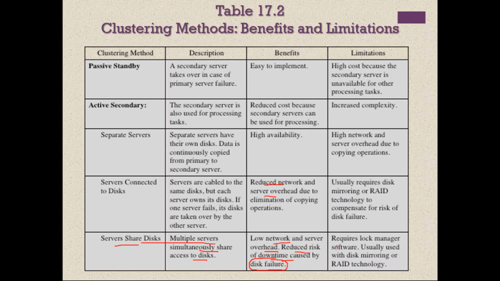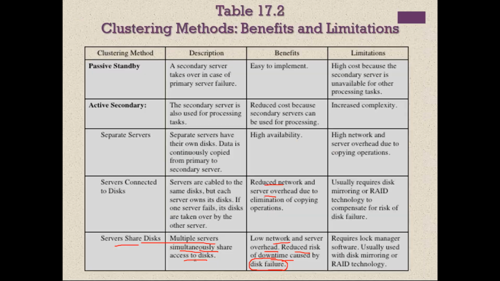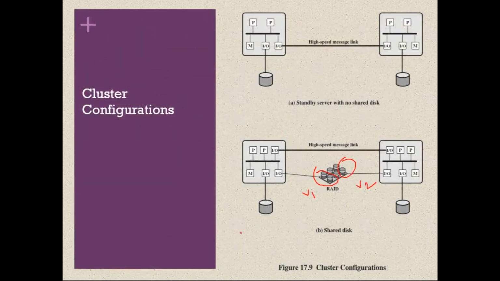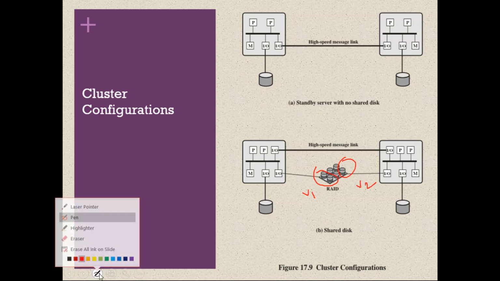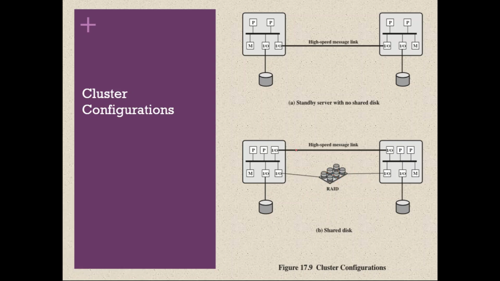The disadvantage of this model is that here we also say that multiple servers can simultaneously access the disk. Yes, it means that both servers have access to the full disk. Anybody can access anything. Server 1 can access any part of the RAID disk, and server 2 can also access any part of the RAID disk.